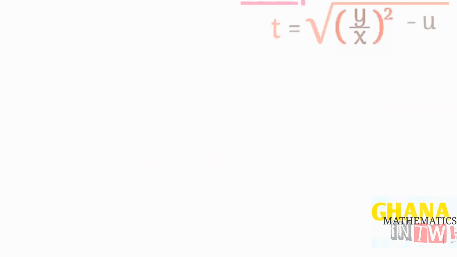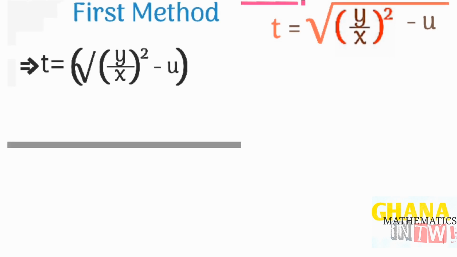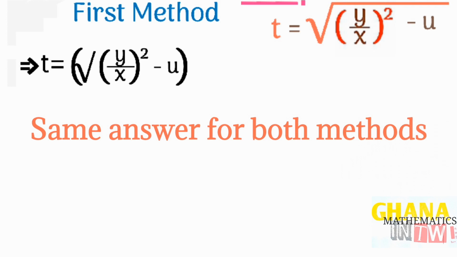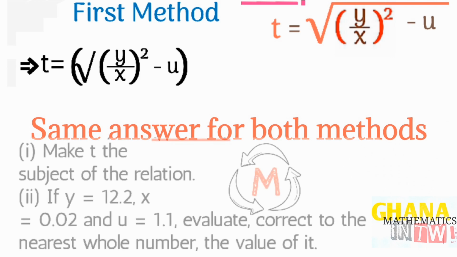This was the second approach, and this is the first approach. We have the second approach and the first approach, but the same answer. Please bear in mind the square root affects y over s squared minus u for the first method, and the same applies to the second method too. Same answers for both methods. Now let's get back to the question again.